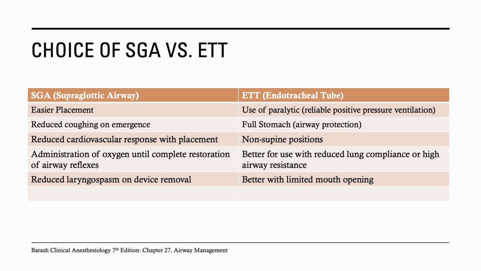When patients have reduced lung compliance, endotracheal tubes are usually a little bit better because you can give high pressures to ventilate, whereas with an SGA, that's not necessarily the case. Also, the last point, it's generally easier to place an endotracheal tube with limited mouth opening because there are other methods of placing an endotracheal tube rather than opening the mouth very wide. SGAs require patients to have reasonable mouth openings.